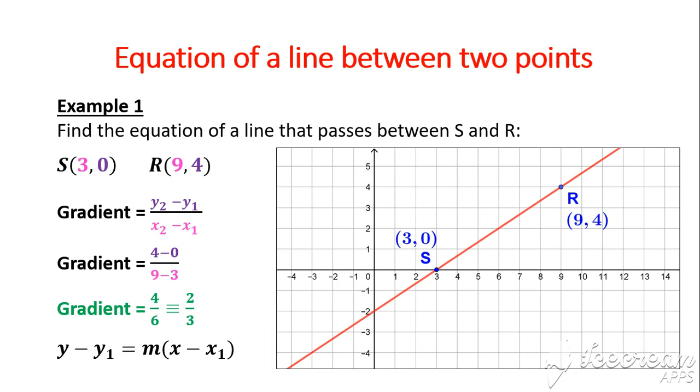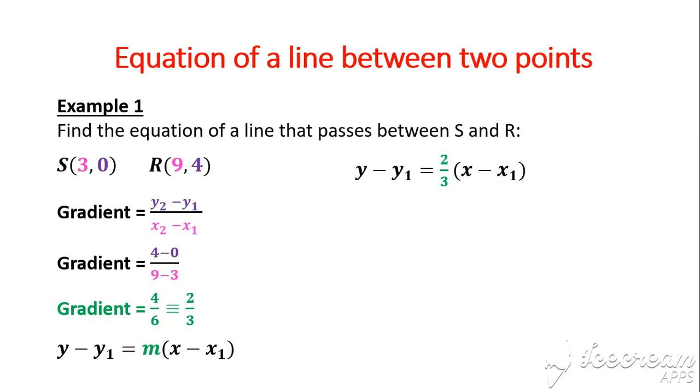Right, let's move on and show you how to use this formula. y minus y1 is equal to m bracket x minus x1. Well, the first thing we know about this is m. M is the gradient, and we've just calculated the gradient to be 2/3. So let's move up here and substitute in 2/3 for m because we've calculated the gradient to be 2/3.